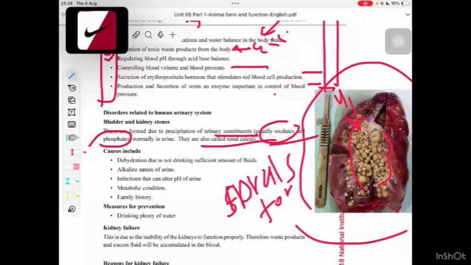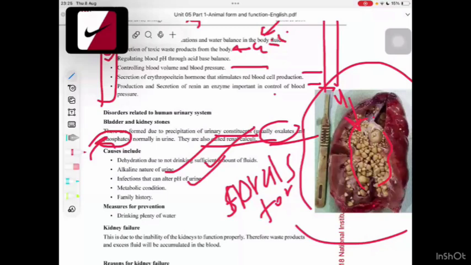Causes include, if you are not drinking sufficient amounts of fluids, you will get this. An alkaline nature of urine. Why does it get alkaline? Due to phosphates, right? Phosphates make it alkaline. Infections that can alter the pH of urine. Yeah, some infections which affect our urinary system can alter the pH. In that case, we can get kidney stones.